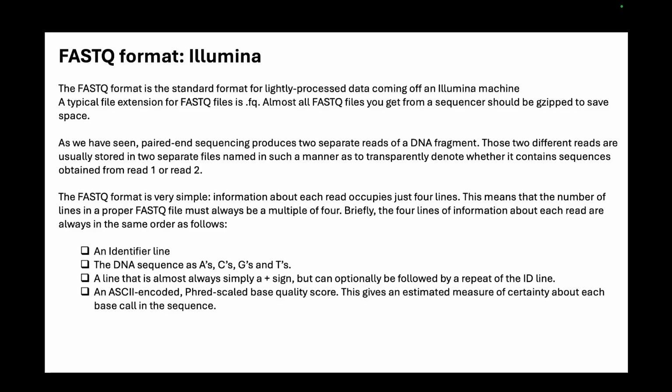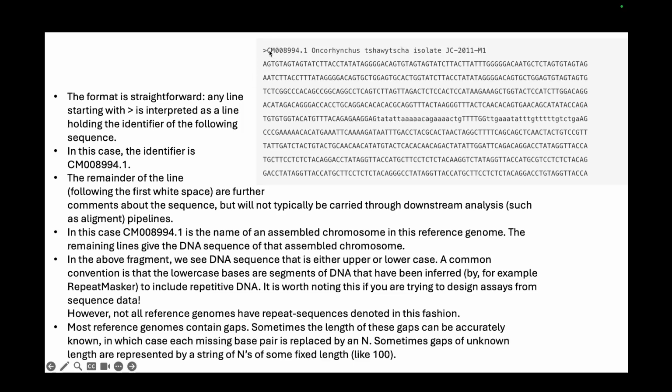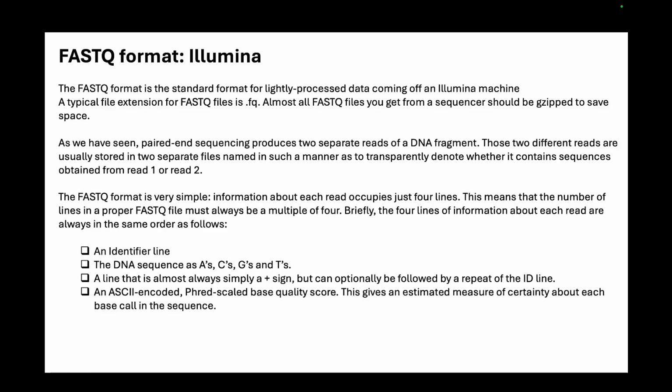Something if you're interested in, just a small caveat. Okay. Briefly, the 4 lines of information about each read are always in the same order as follows. So you have an identifier line. So in this case, this was the FASTA file, this was the identifier line. In a similar way, you'll have an identifier line for your FASTQ file.